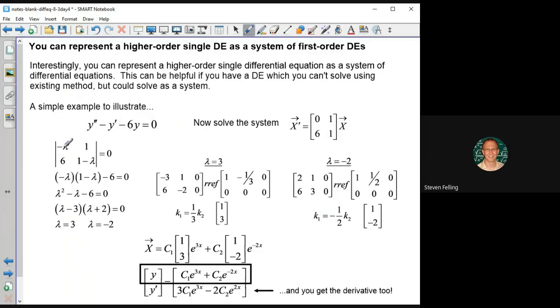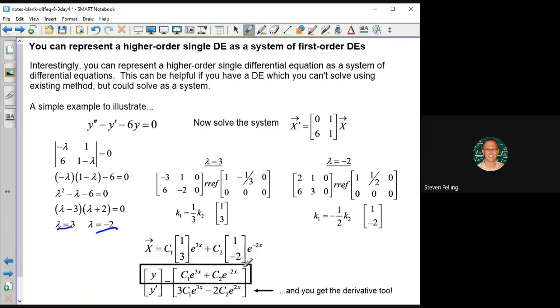Now, if we did that, we would use the determinant to find the eigenvalues, right? So this one happens to produce eigenvalues of 3 and negative 2. And then you could find the eigenvectors for each of those by plugging in the lambdas, doing the RREF, and picking a corresponding eigenvector, right? Same thing for this one. And then building the matrix solution would be C1, 1, 3 e to the 3x plus C2, 1, negative 2 e to the negative 2x, right?